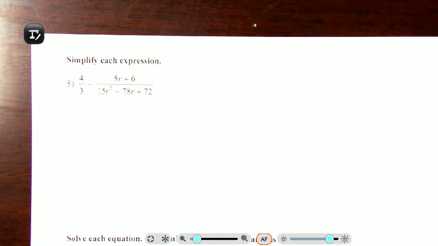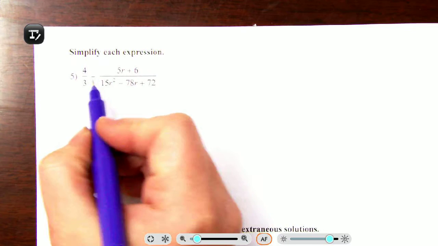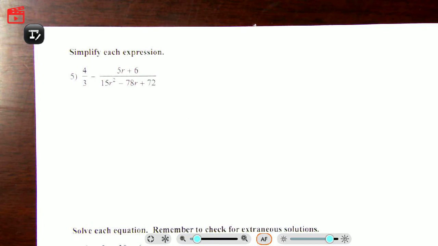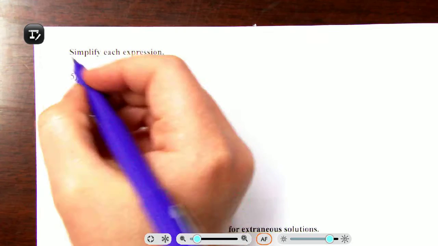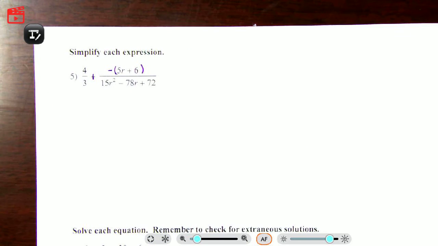All right, let's go. We are on number 5. This one here is asking us to simplify the expression. Notice how there is a subtraction, so you're subtracting two fractions. I'm going to rewrite this as adding a negative, so that way we know that we need to distribute that negative. It's going to change a few things.